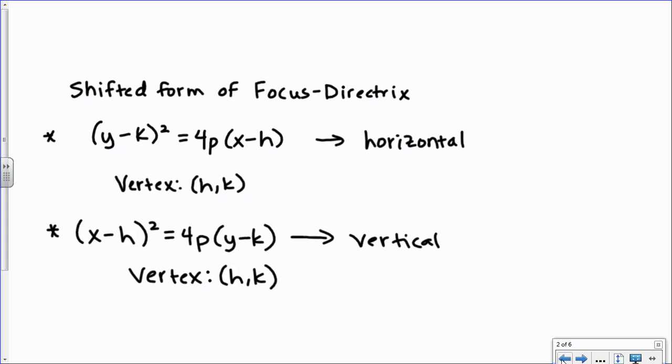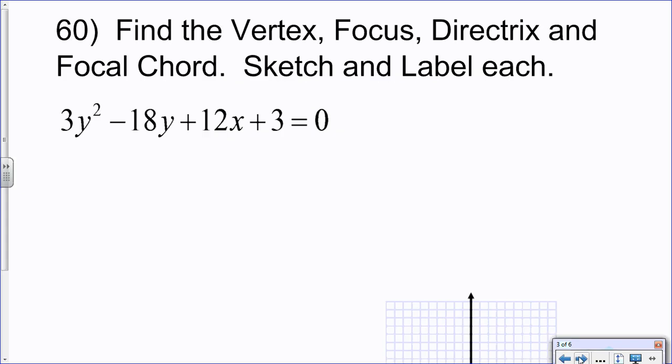So it was the y that was squared, so will this be horizontal or vertical? It is going to be horizontal. I can wait to put that or figure that out in a little bit. So I'm going to want the y squared on one side, on the left, and I'm going to do the other stuff on the right. So 3y squared minus 18y equals negative 12x and negative 3.